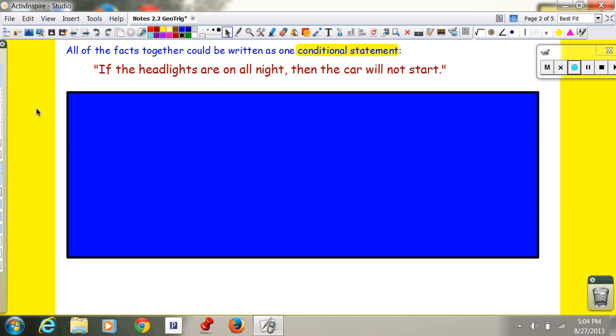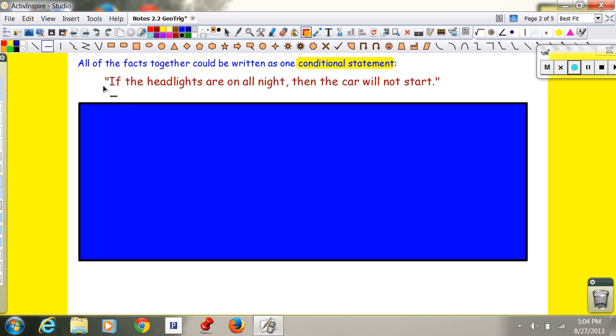So based on the facts that I just read you, if the headlights are on all night, the car will not start. That is called a conditional statement. The condition here is that the headlights are left on all night, and the conclusion is that the car will not start then. The conditional statement has the word if and the word then. So you're going to see an if and you're going to see a then. Conditional statements have those two words in it.